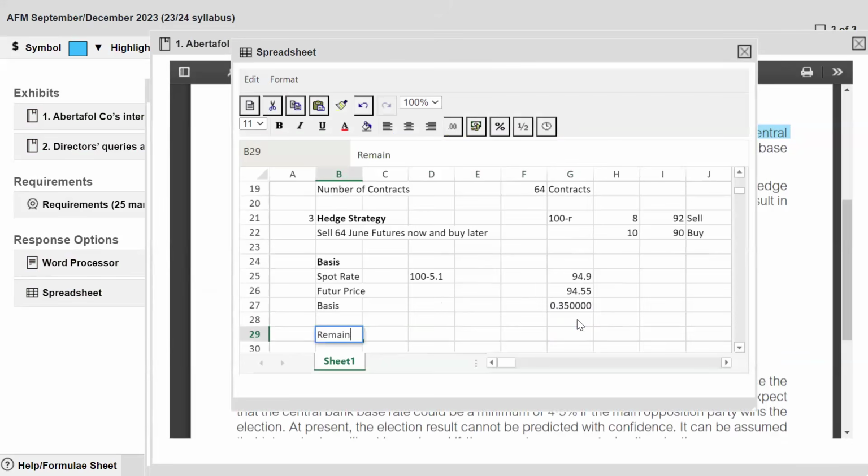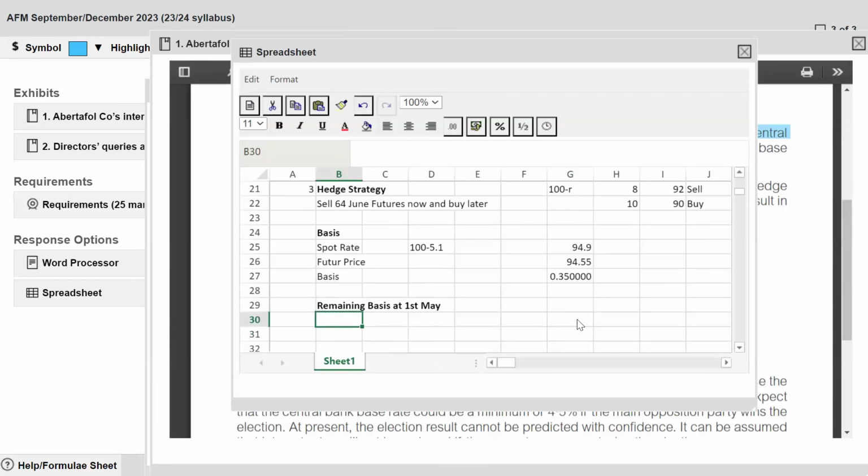Now, the remaining basis at 1st May will be how much? You have bought the June futures contract. Right now we are standing at 1st of February. So it is simply going to be the period from 1st Feb till 30th June, which is 5 months.